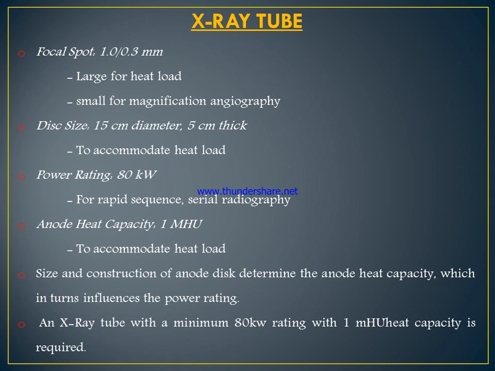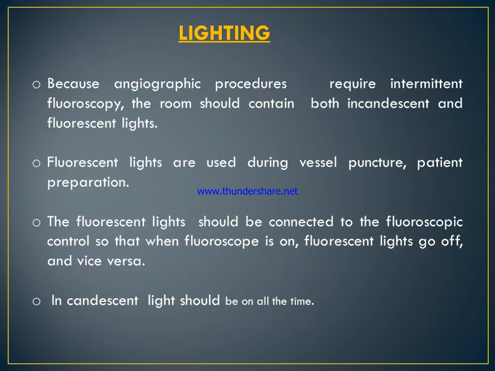Power rating for the X-ray tube is 80 kW for rapid sequence and serial radiography. Anode heat capacity of the X-ray tube is 1 MHU to accommodate heat load. The size and construction of the anode disc determine the anode heat capacity, which in turn influences the power rating. An X-ray tube with a minimum 80 kW rating with a 1 MHU heat capacity is required.